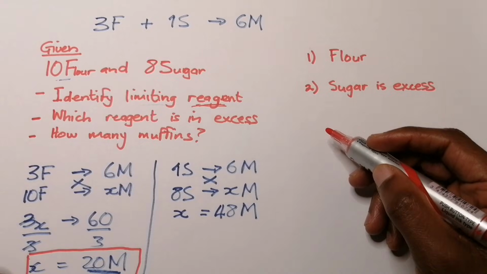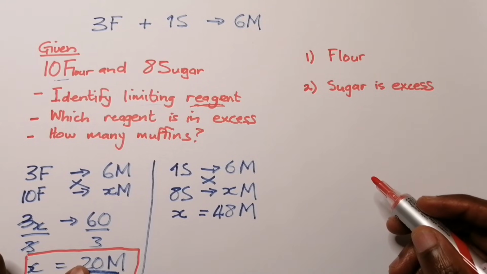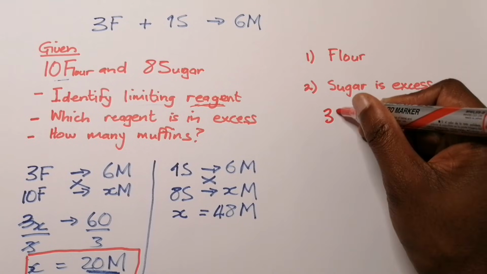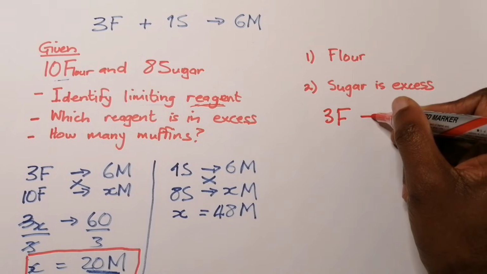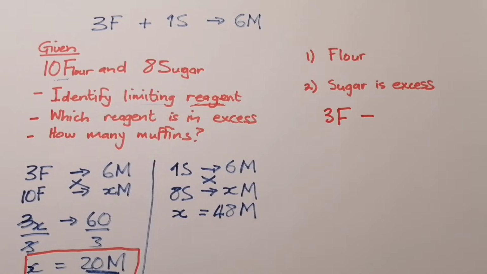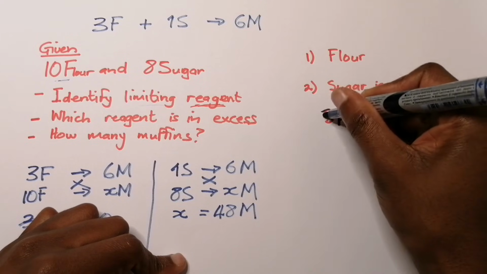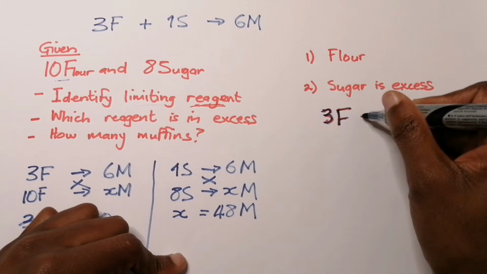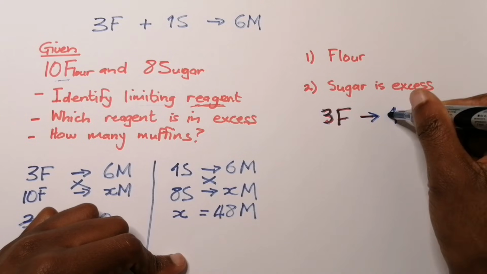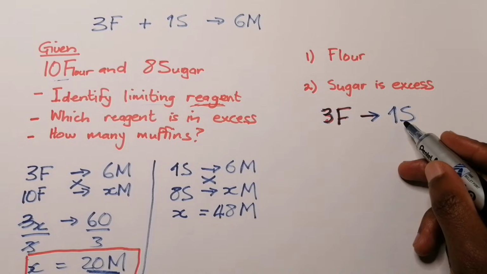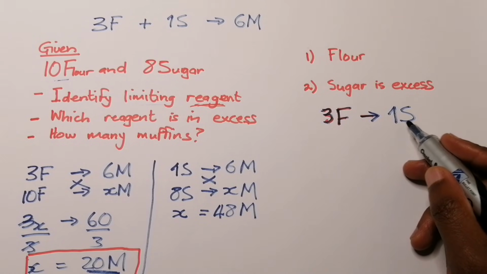You see, I'm already talking the chemistry language, talking about moles. So now let's do that quickly. 3 cups of flour, let me write that in a different color so that it doesn't become monotone. 3 cups of flour will require 1 cup of sugar. Remember, what do I want to find out now? I want to find out how many cups of sugar we are actually going to use. So 3 cups of flour will require 1 cup of sugar.